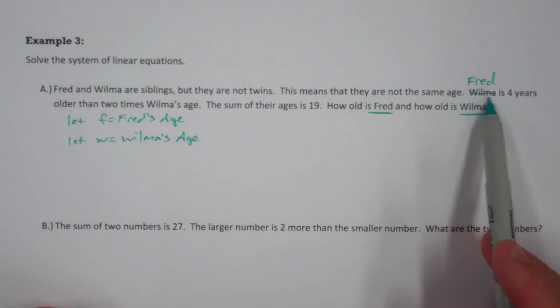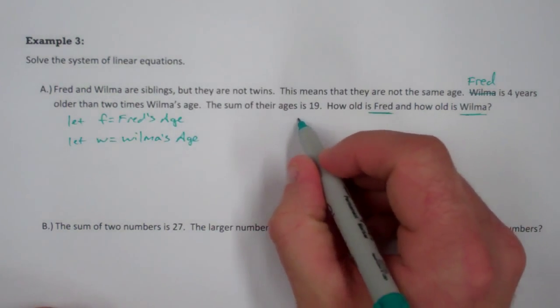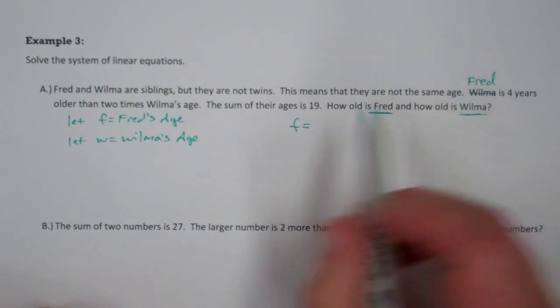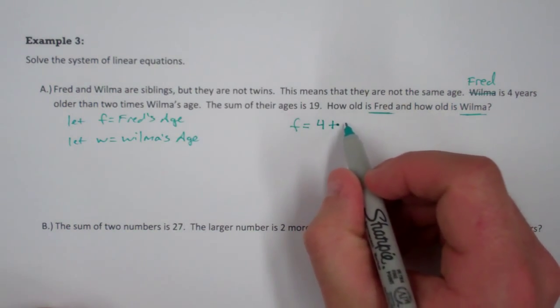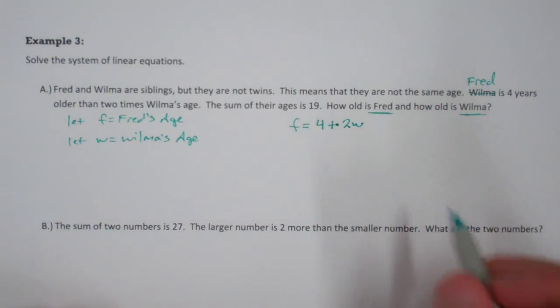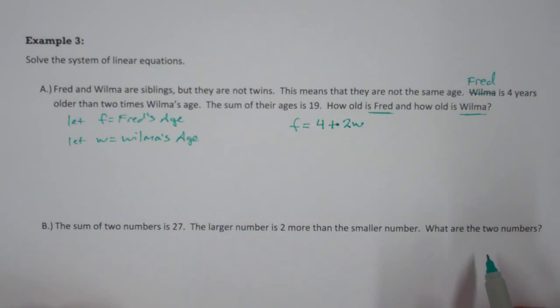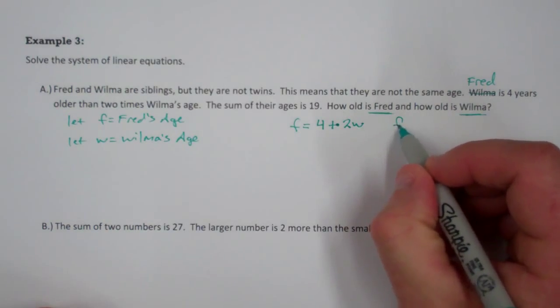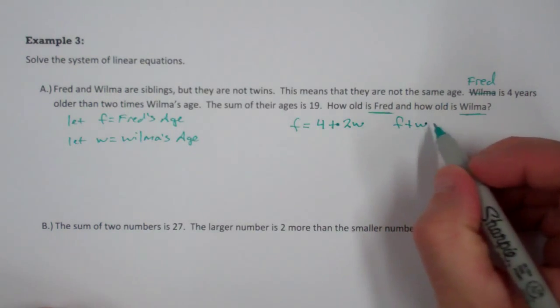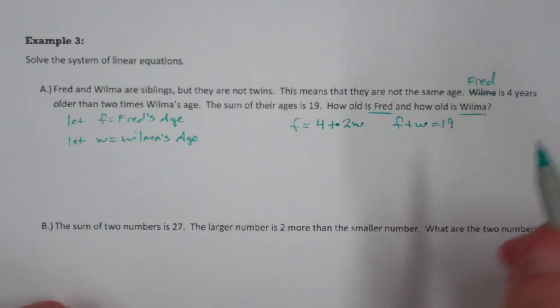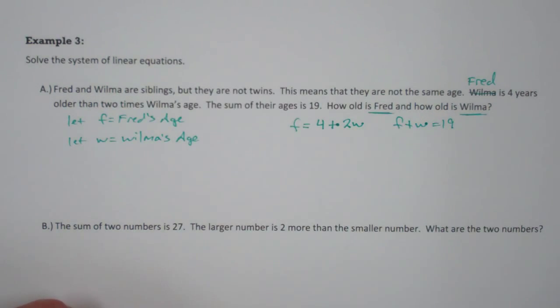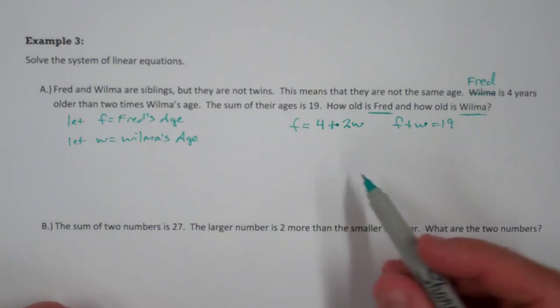Let's read this one again. Fred is, so we're going to write Fred is equal to 4 years older than 2 times Wilma's age. You could also write 2W plus 4 for this one. We also know that the sum of their ages, or F plus W, is 19. Now, it doesn't really matter which way you solve this. There's a few different methods to use, but I think this one is already set up for substitution.